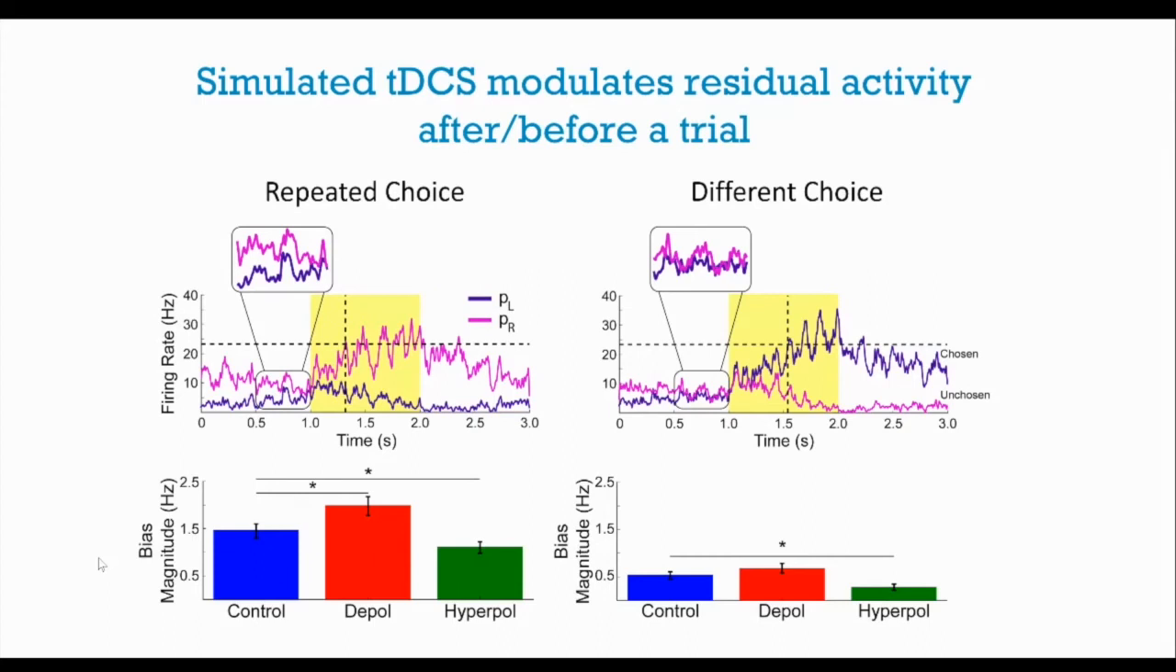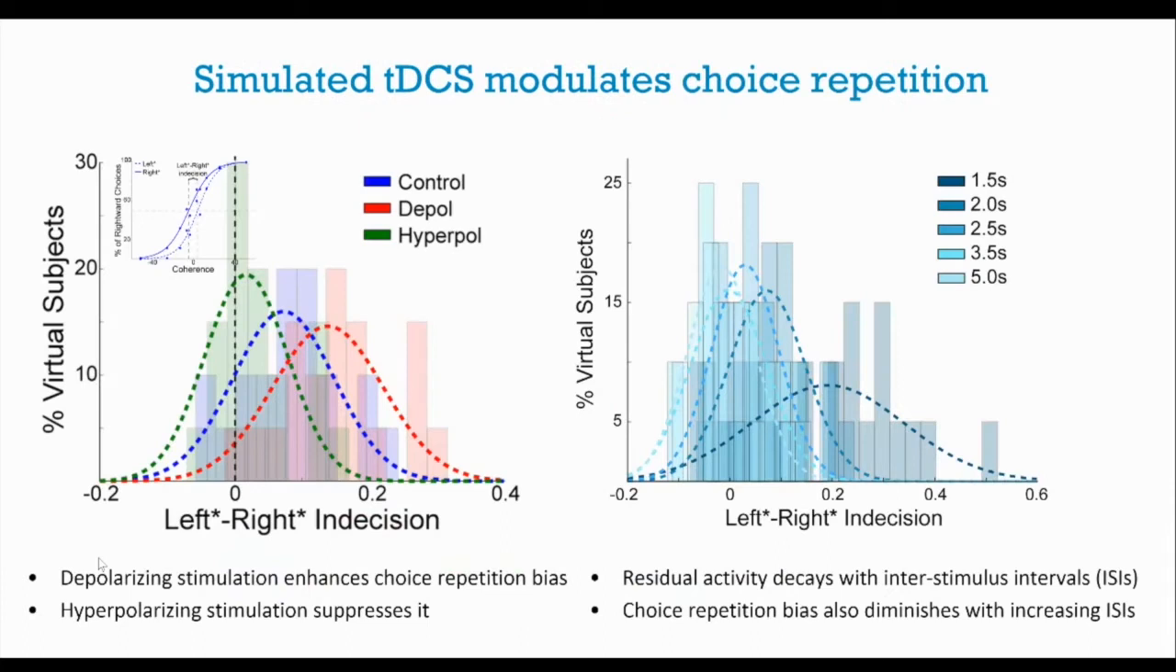And we can now ask, for example, what happens to this pre-stimulus bias when subjects repeat their choice, so they say left two times, or when they make a different choice. The model tells us that when we apply depolarizing stimulation, they should have a larger repetition bias. They should make the same response more often, simply because that residual neural effect that lingers on after a trial is enlarged.